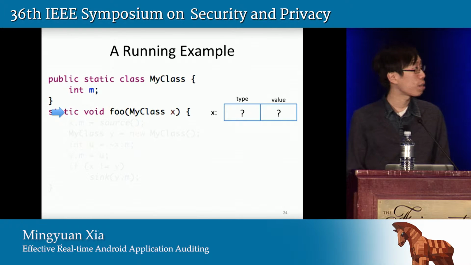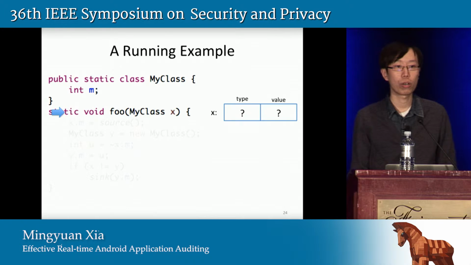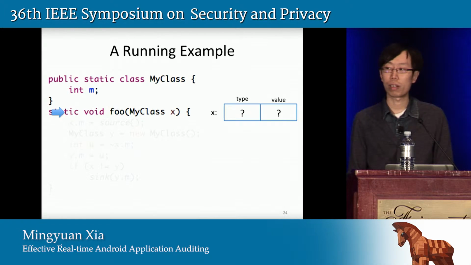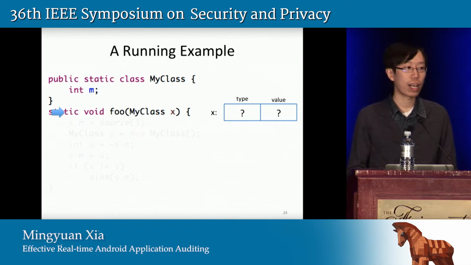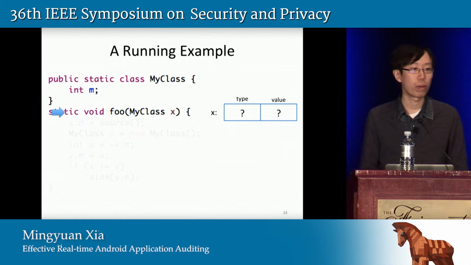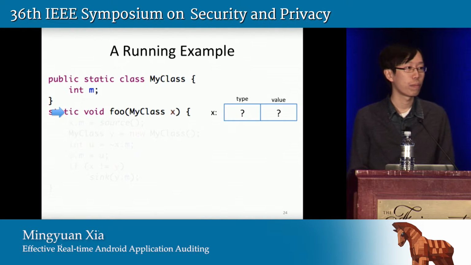For example, we want to run this foo function, and when we start running, we have no idea what x is. We do not know its type, and we do not know its value. So here, we introduce an object representation. We assign x with an imaginary unknown object, which represents an object that exists before the execution.